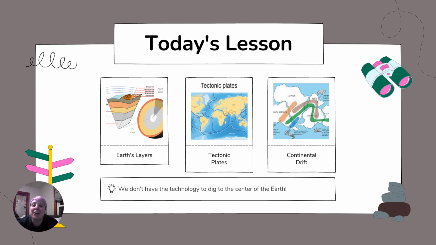Anyway, we're going to talk about the Earth's layers, and then we're going to talk about tectonic plates, which are important because they make a lot of the Earth's landforms. And then finally, we're going to touch a little bit on continental drift, which is just a good fact to know. Even though we joke a lot of the time about digging through the center of the earth, we actually don't have the technology to dig all the way down to the center of the earth. And even if we did, we couldn't actually get all the way through. The reason why, we will learn in a couple slides.